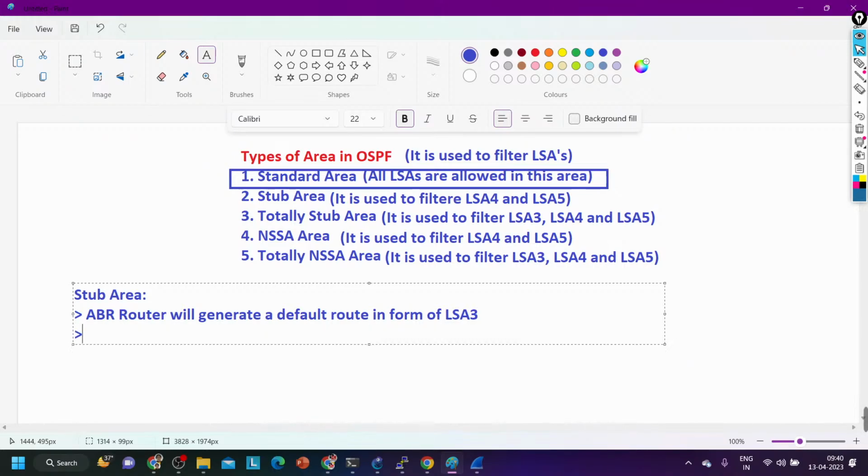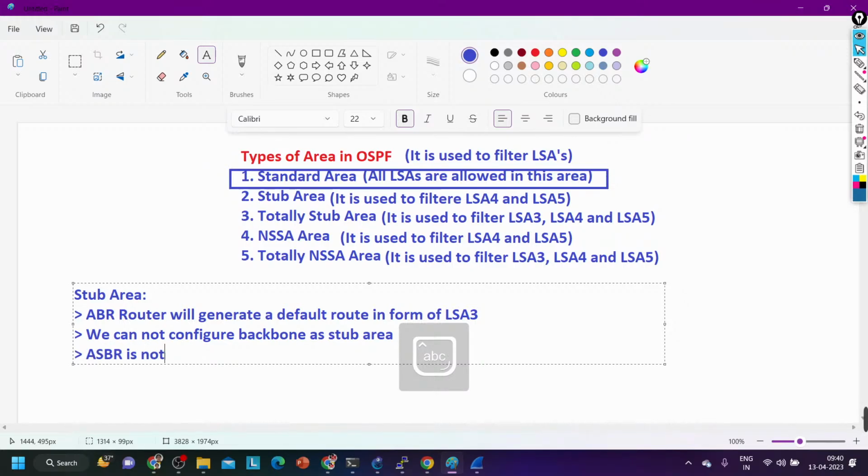And one more thing, we cannot configure the backbone area as a stub area. Okay, always keep in mind this point. And on a virtual link also, suppose we have one virtual link in an area, so on that area also you cannot configure a stub area. Okay. And guys, here ASBR is not allowed.